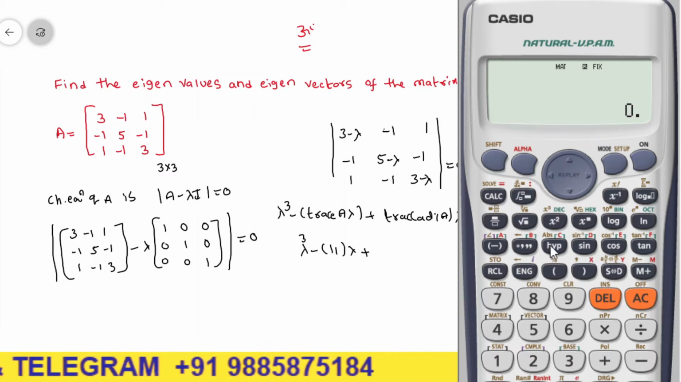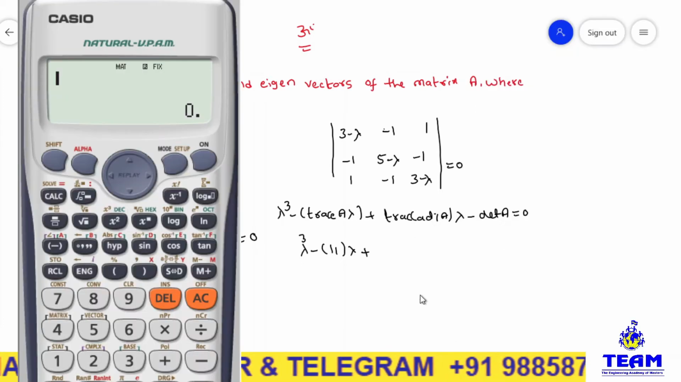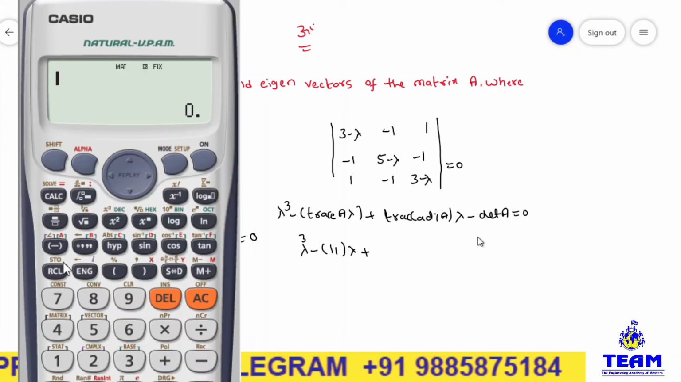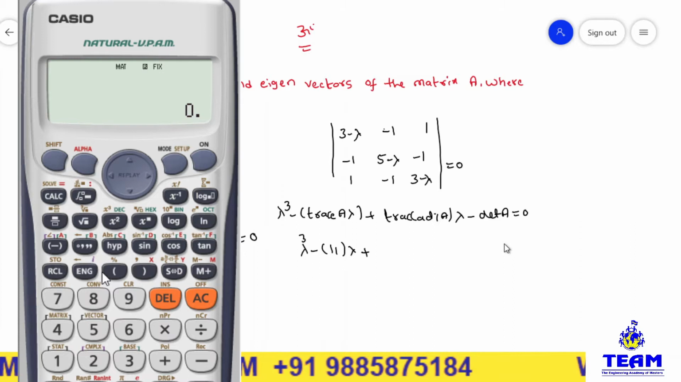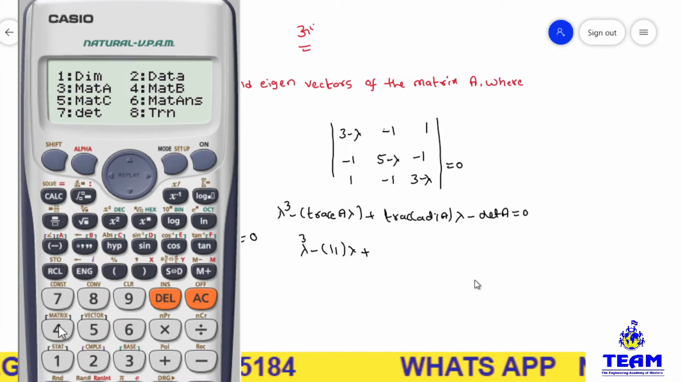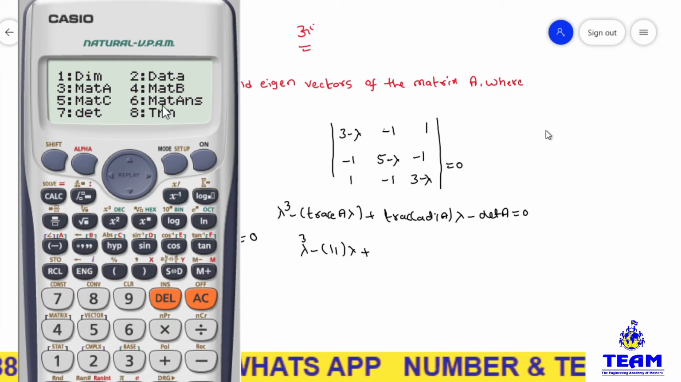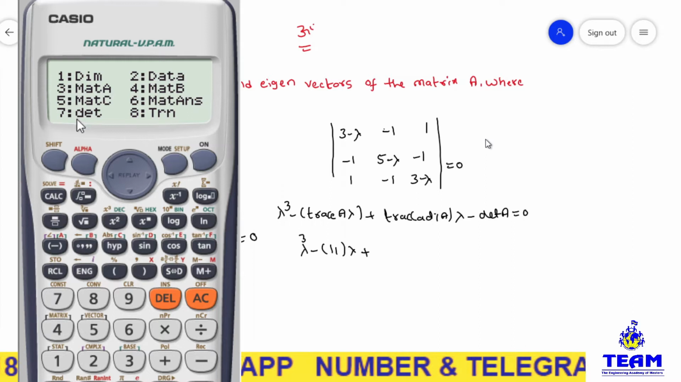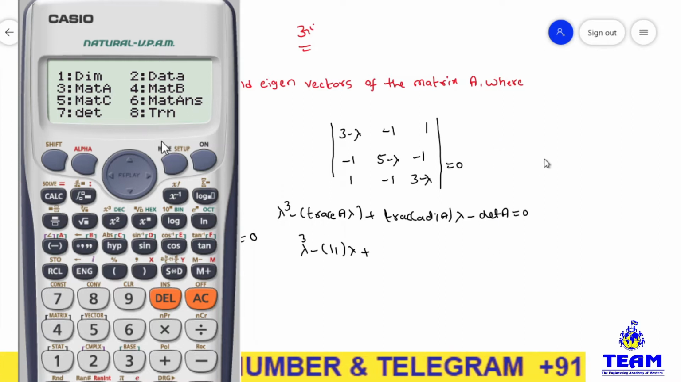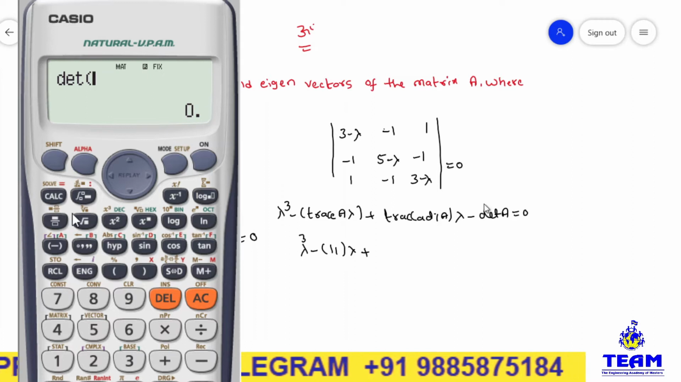Now press AC. Now what I actually require is the adjoint matrix. Okay, so before finding this adjoint matrix, I need to find the determinant. Yes or no? Now for the determinant, first press shift 4. Dimension, data, mat A, mat B, mat C. This is the matrix A answer. This is determinant. This is transpose. Okay, press 7. Next, determinant of mat A.